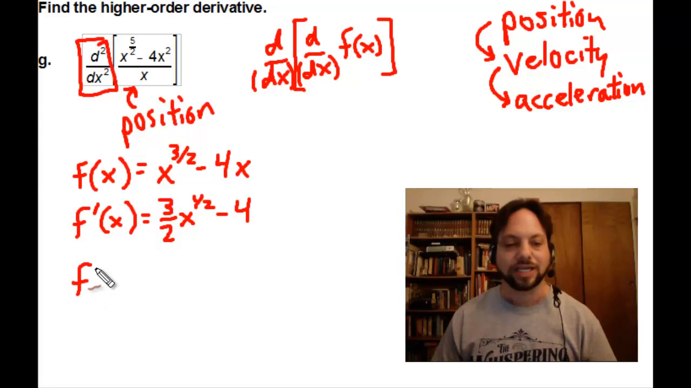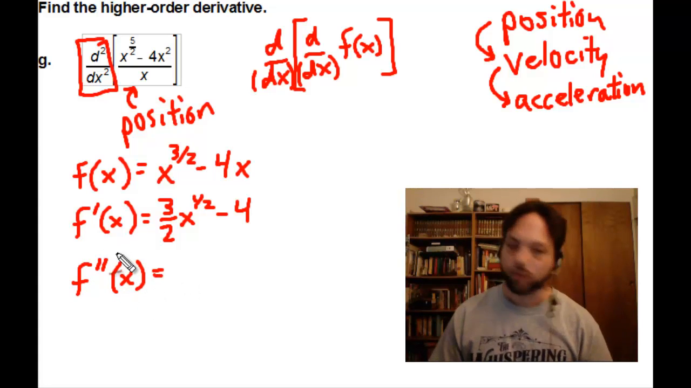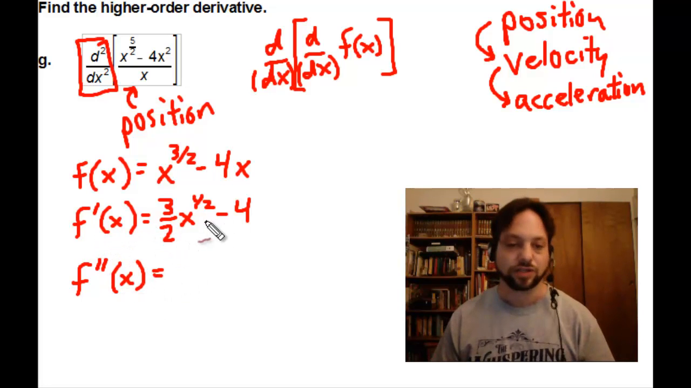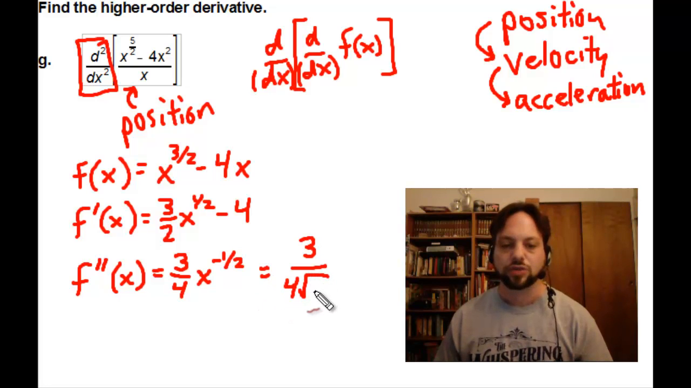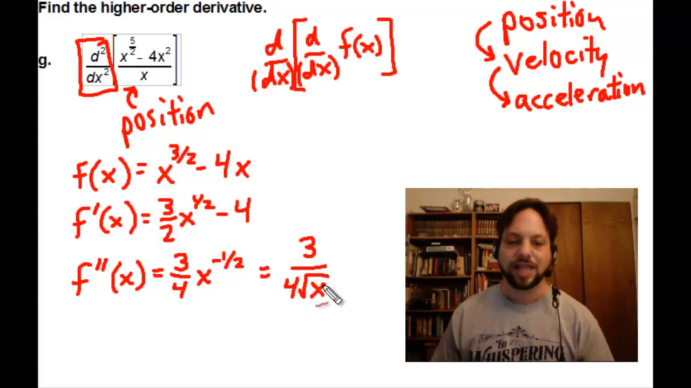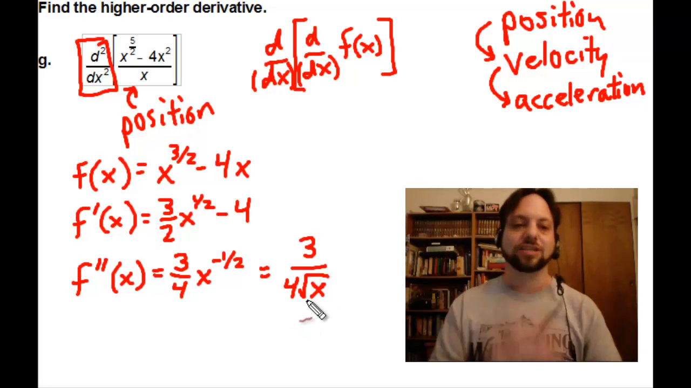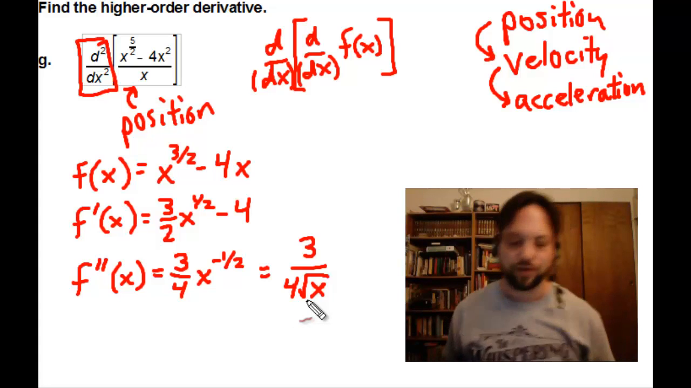Now, if we want the second derivative, notice that there are two tick marks here. How are we going to do that? Well, we're just going to differentiate the first derivative. And if we do that, we'll get 3/4 x to the negative 1/2, and the minus 4 essentially disappears. So there we go. If you want to rewrite this, if you're one of those people, that's fine. This is 3/4 over the square root of x, if you like. And that is the second derivative of our original function.